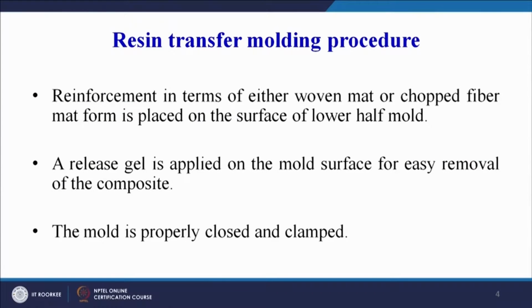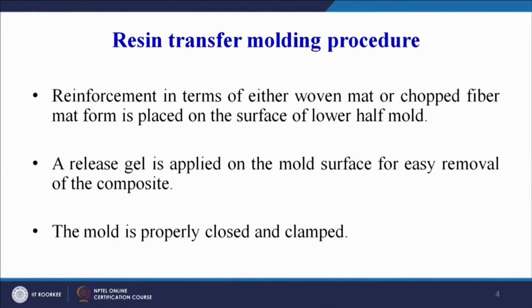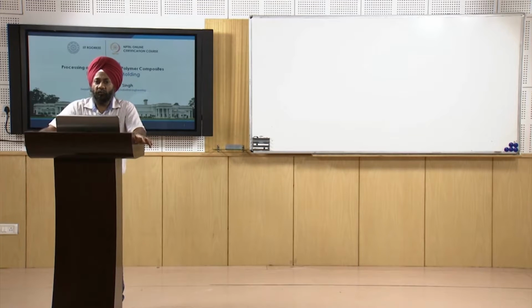Reinforcement in terms of either woven mat or chopped fiber mat is placed on the surface of the lower half mold. This we will try to understand with the help of a schematic diagram also. So the reinforcement is pre-placed inside the lower half of the mold. A release gel is applied on the mold surface for easy removal of the composite. This step is mostly common in all the processes that we are using.